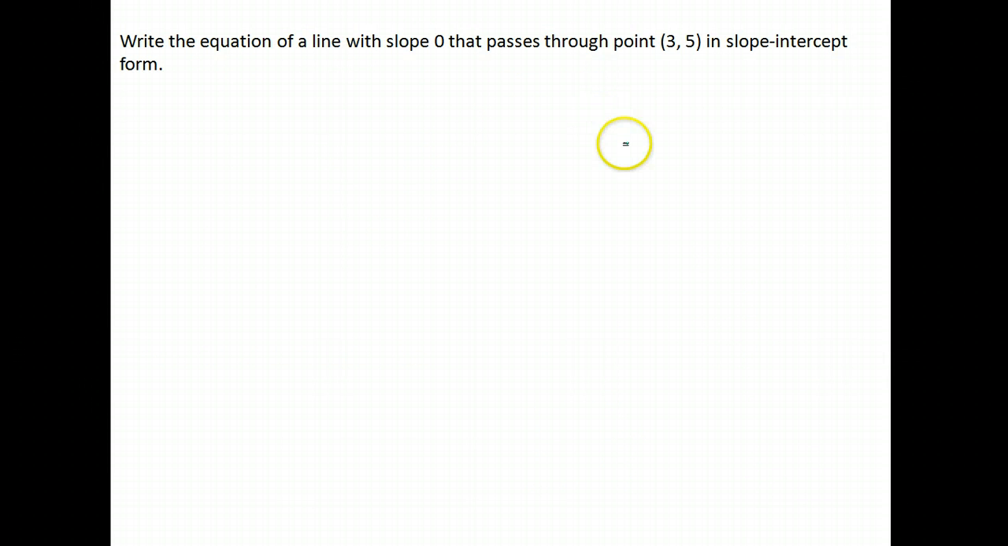Here's another example. Write the equation of the line with a slope of 0, so that's my m, that passes through the point 3, 5. We want to write that in slope-intercept form. So here's my x and my y. So how do we do that? Well, again, we're going to start by using point-slope form.